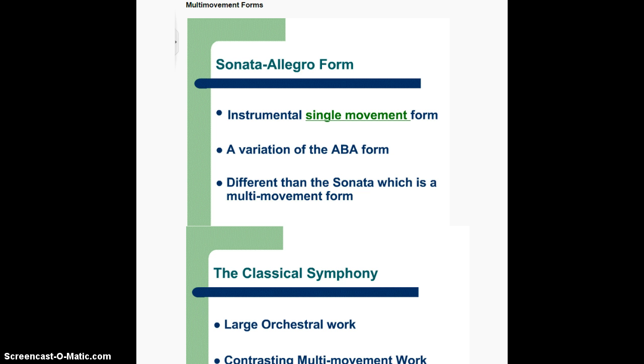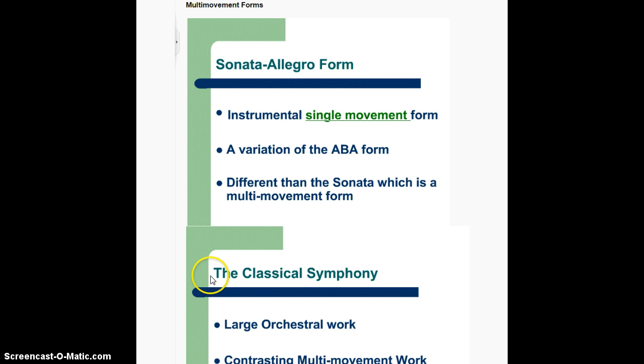Okay, so the Sonata Allegro is a variation of the ABA form. For example, Twinkle, Twinkle, Little Star. You sing one line of Twinkle, Twinkle, Little Star, How I Wonder Where You Are, and so on. Then the B part would be Up Above the World So High, and then it comes back and does Twinkle, Twinkle again. That's just an ABA form, probably one of our simplest.